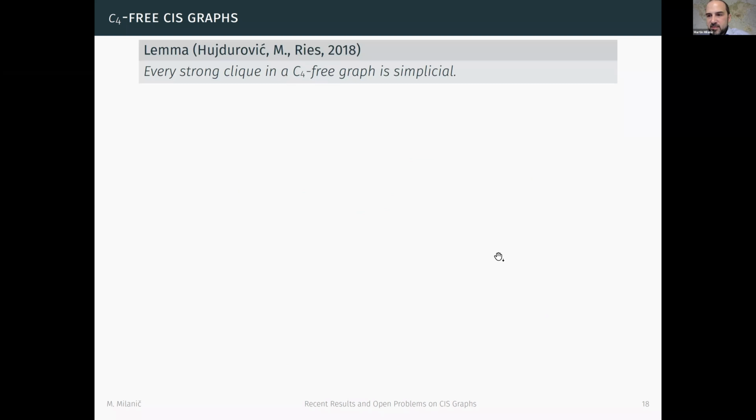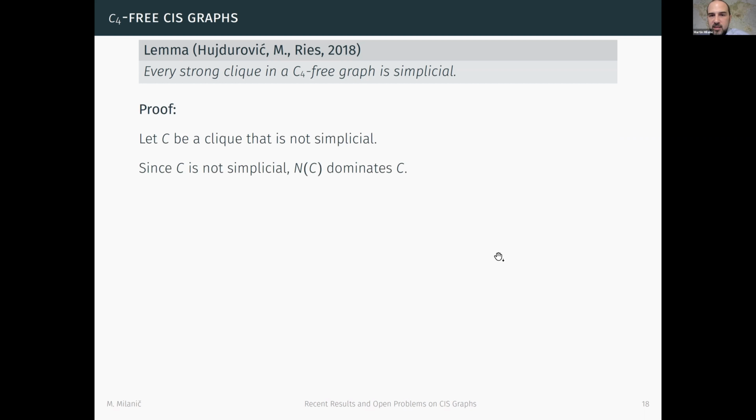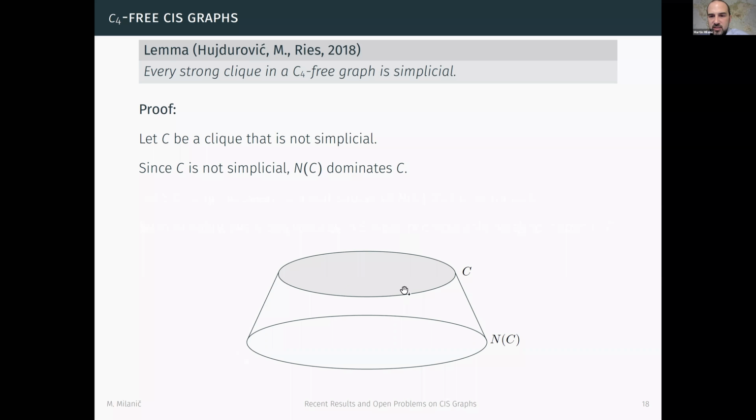And in fact, the argument is simple. Let's take such a clique. It is not simplicial. The neighborhood dominates the clique. We will show that it is not strong. So the situation is as follows. We have the clique, we have the neighborhood, and every vertex in the clique has a neighbor outside.